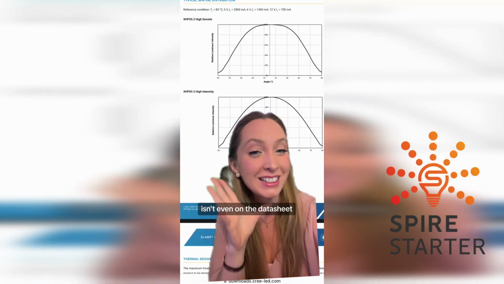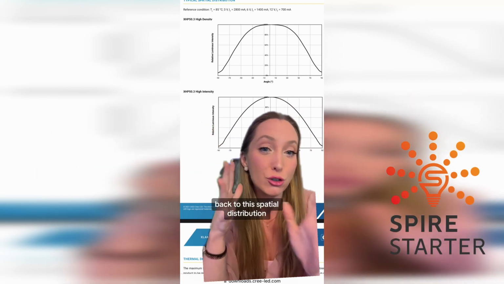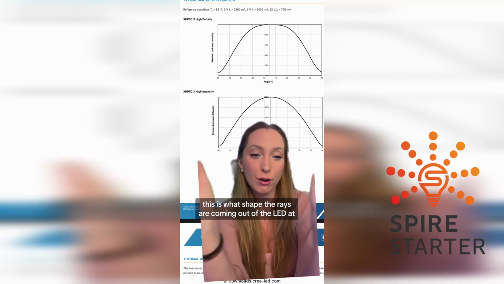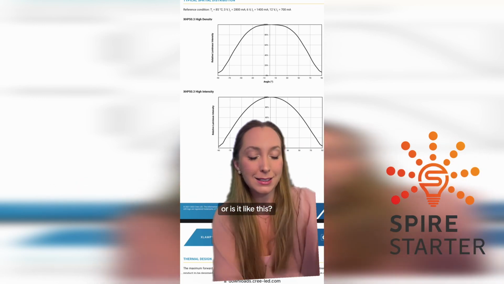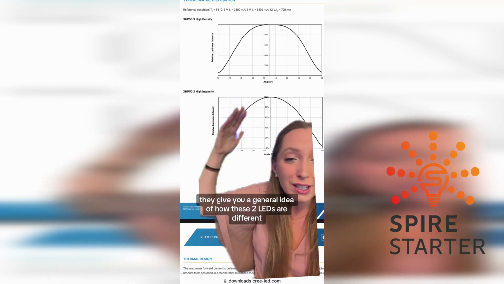The last thing I want to mention isn't even on the data sheet, but if we scroll up higher back to this spatial distribution, this is what shape the rays are coming out of the LED at. Is it like this or is it like this? These plots are nice, they're great. They give you a general idea of how these two LEDs are different.